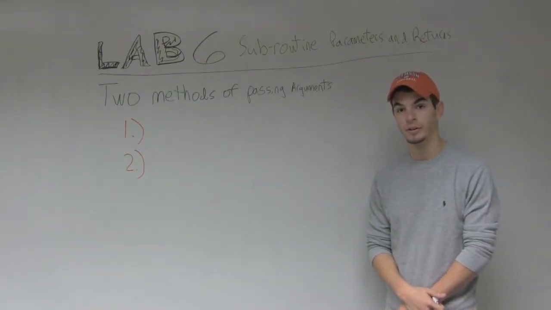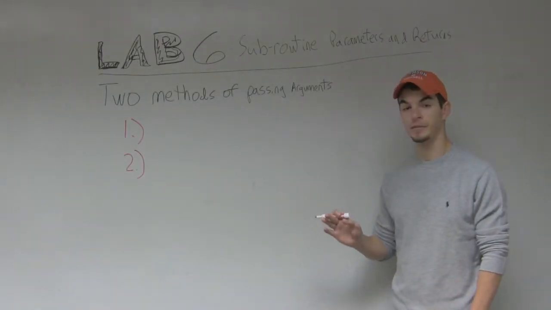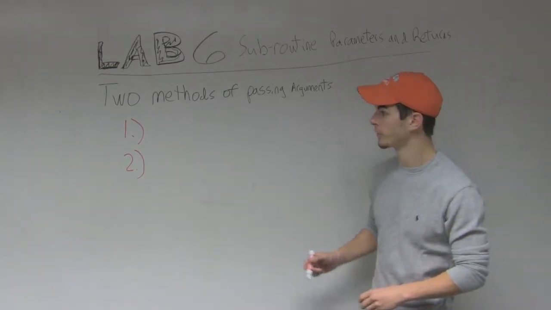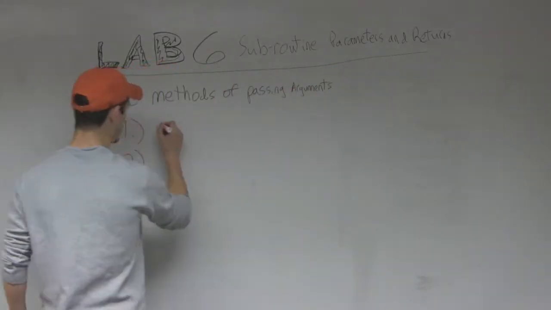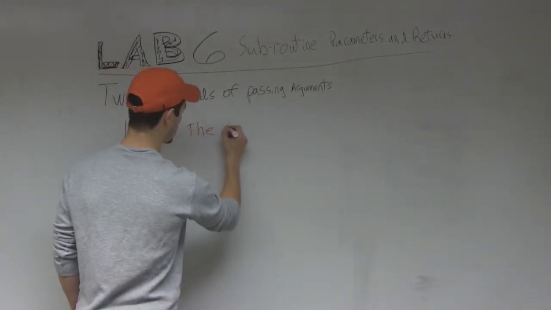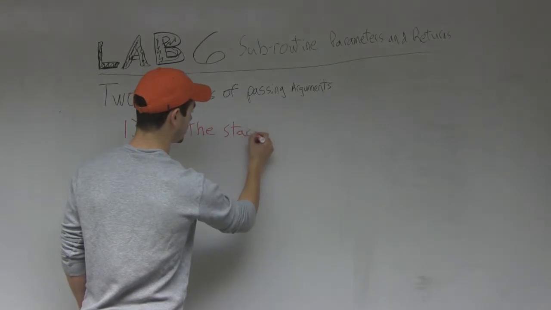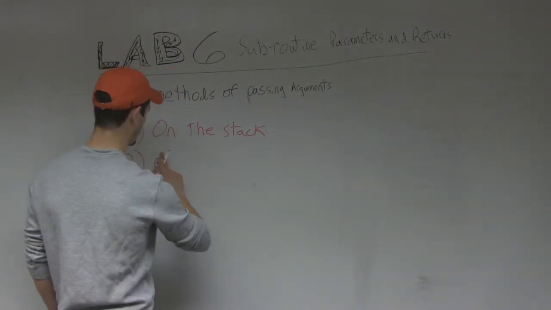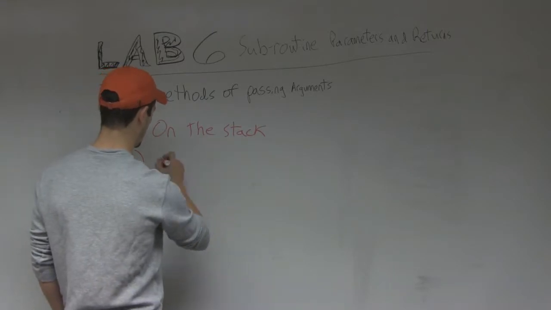Okay, so now there are two methods of passing arguments into assembly functions. The first method, and the method that we'll go over the most in this lab, is on the stack. The second method is by using your registers.